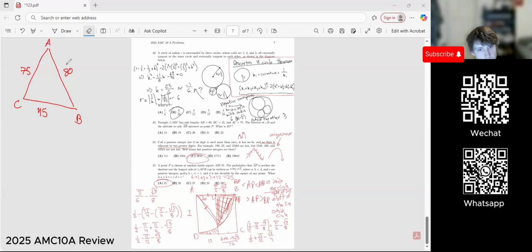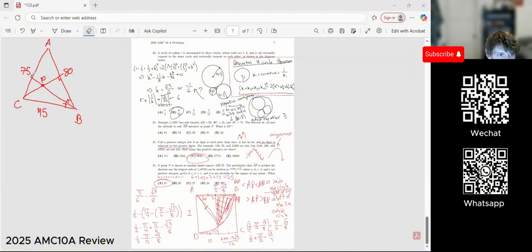So for 23, let's draw. Oh, let me read it. Triangle ABC has side lengths AB equals 80, BC equals 45, and AC equals 75. The bisector of angle B and the altitude to side AB intersect at a point P. What is BP? All right, so I'm just going to be doing a ton of algebra. You're going to have to forgive me that it's going to take a while.